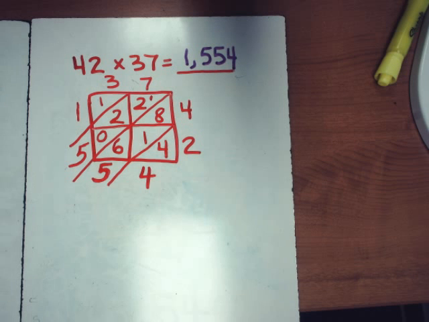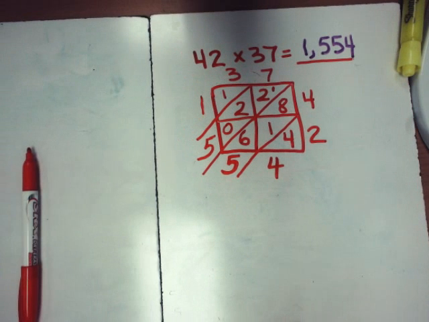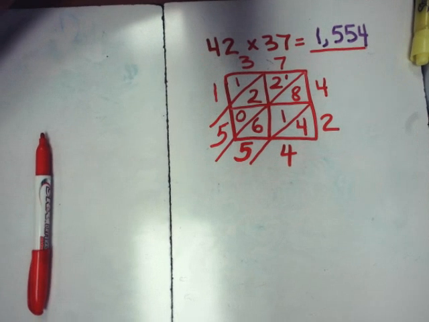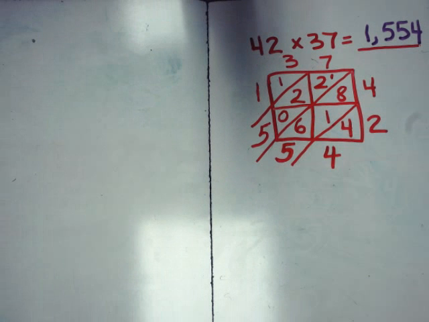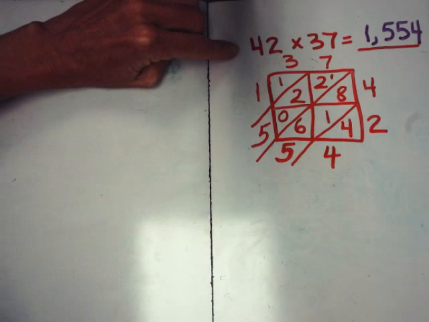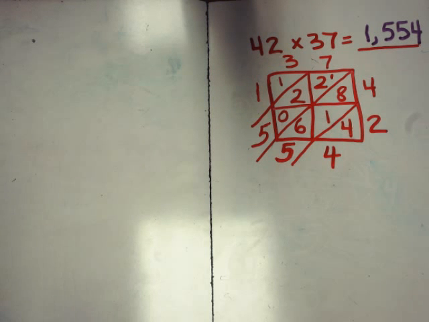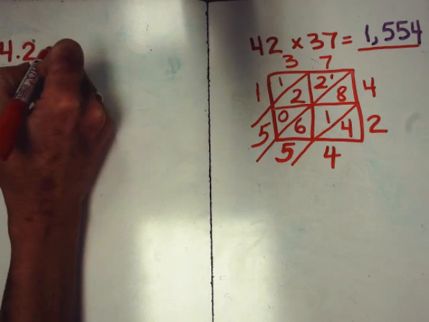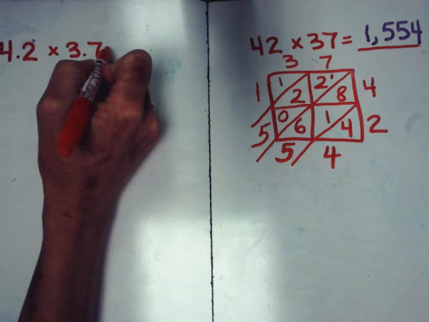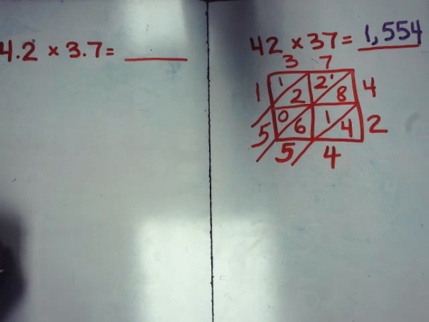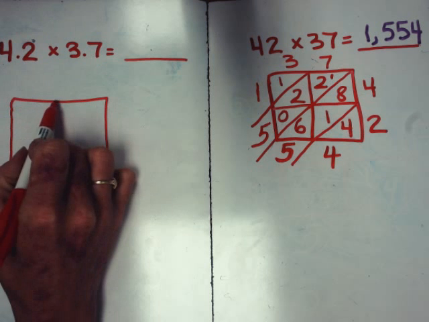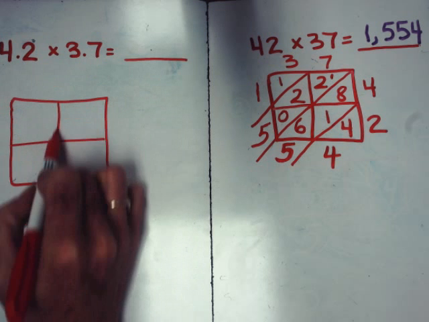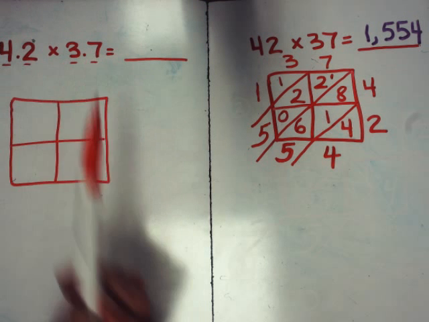All right, now, if I were to do a similar problem using numbers with decimals, hang on, I should be able to see both boards. See that? Yes, there we go. If I were going to use similar numbers, but this time the numbers are going to have decimals, we'll do 4.2 times 3.7. So now I have decimals that I'm dealing with. I still need to set up a lattice. It will still have 2 rows and 2 columns because I still only have 2 digits in each number.